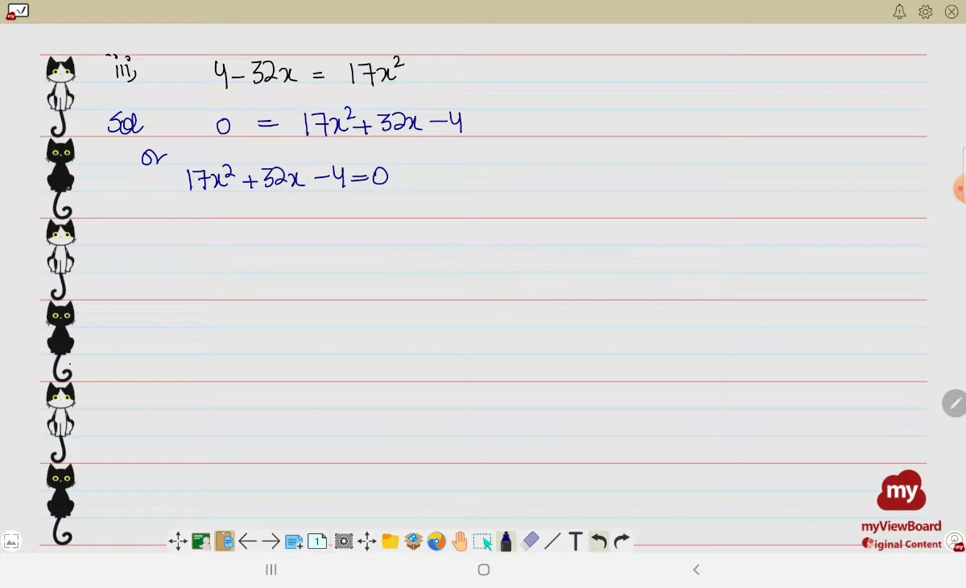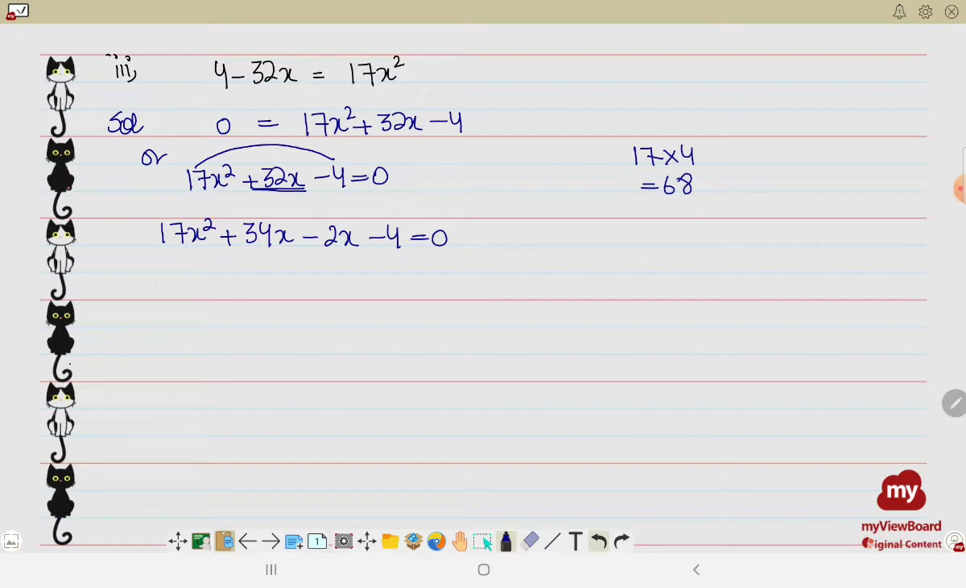Now again we'll apply the method of middle term break factor. We'll multiply the first term by the last term: 17 into 4 becomes 68. We have to find the factors of 68, and from all the factors of 68 we select those which we add or subtract so that it will become the middle term. So we'll select 34x minus 2x minus 4 equals 0. You see, if you subtract 34 minus 2, we get 32.